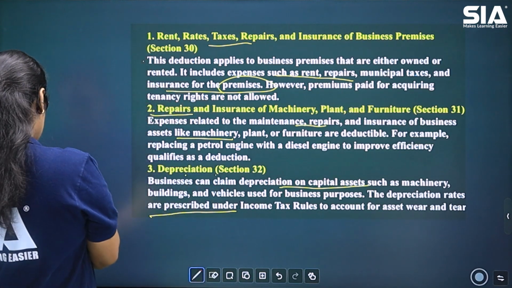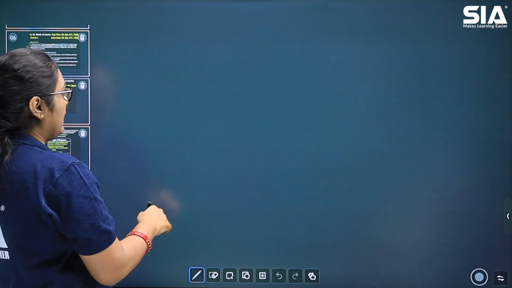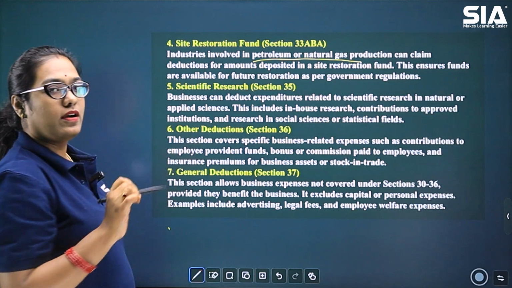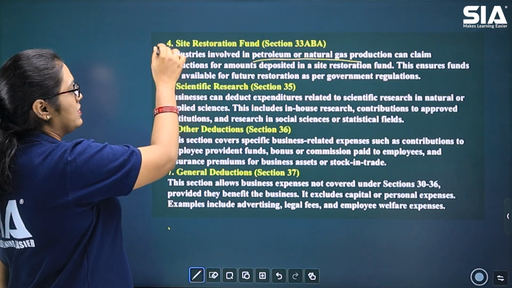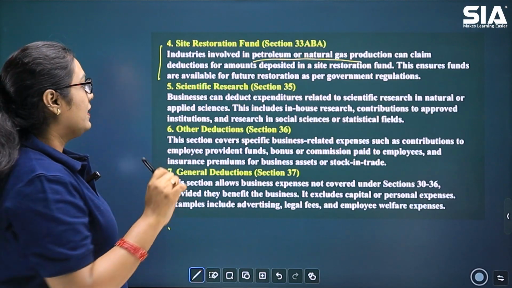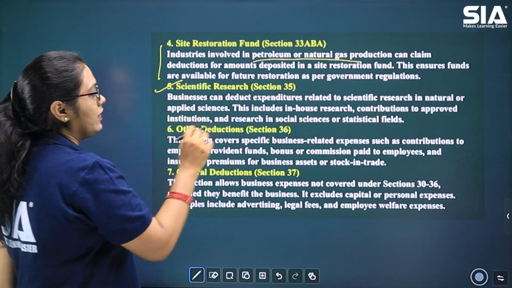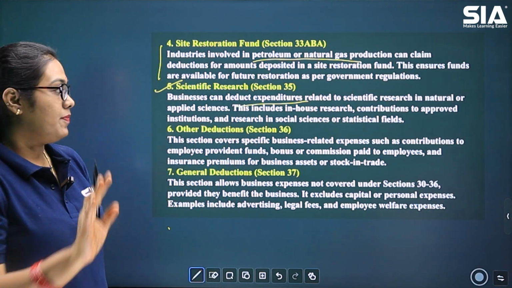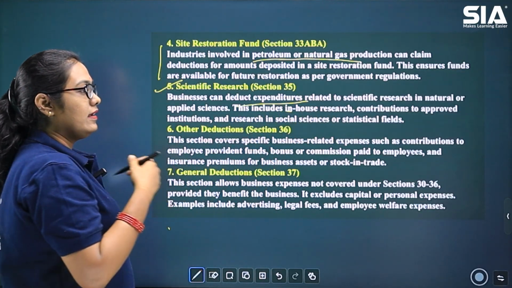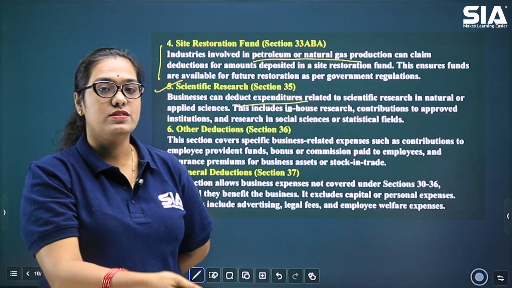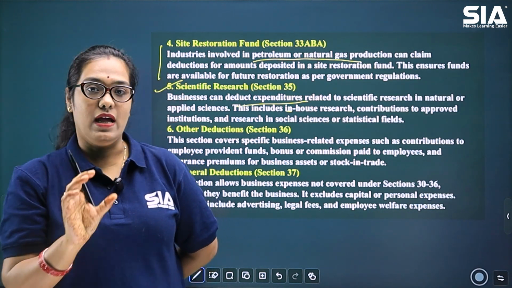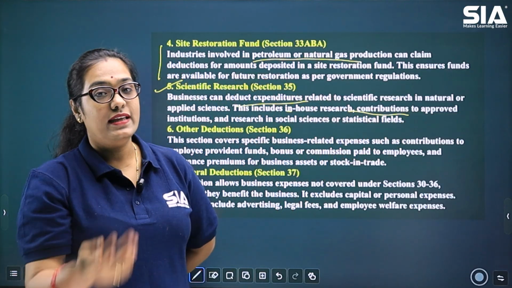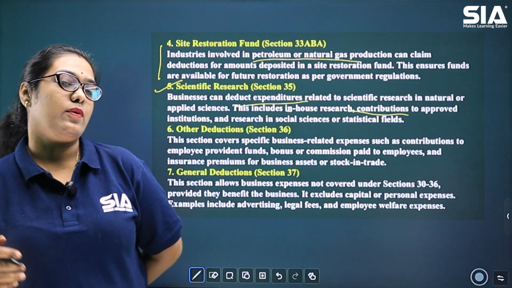Okay. The next section, that is section 33ABA, which is about the site restoration fund. As I told you, it is about petroleum, natural gas or oil production. For these kinds of industries only it is applicable. Okay. Then coming to scientific research, it involves any kind of expenditure related to scientific research for the upliftment of the business. It can be in-house, that means I am running a business, I want to carry out any research, I am involving my people, that is in-house research. If we are giving that task to other agencies, then also the expenditure involved is allowed as deduction.